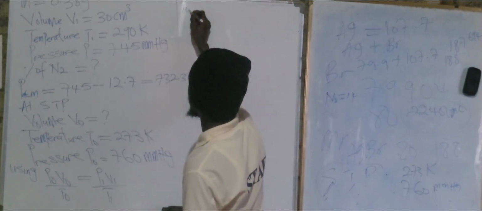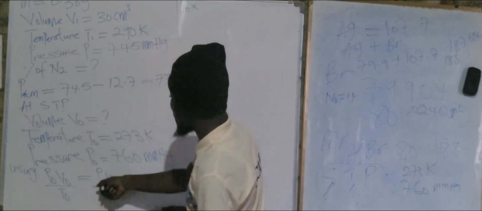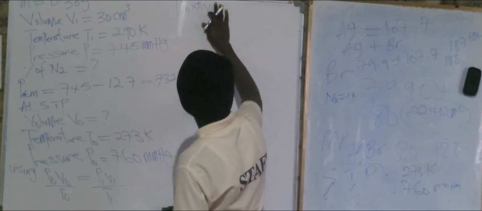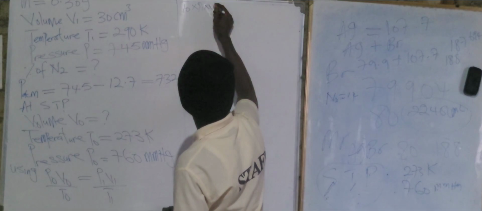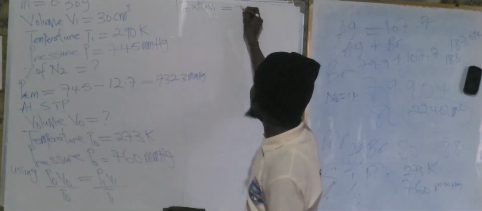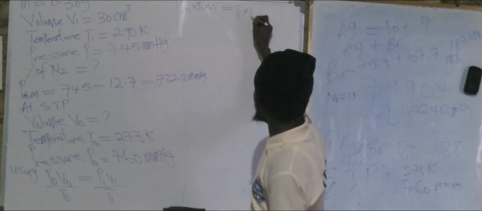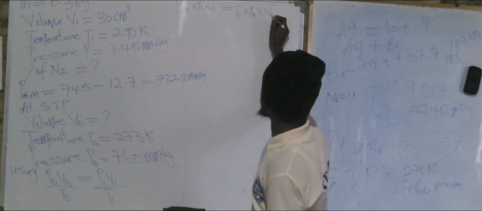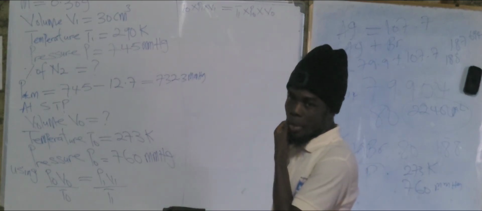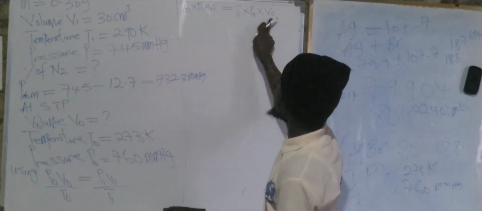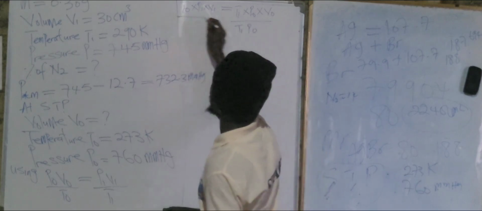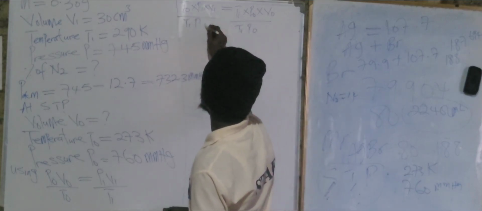We have T0 multiplied by P1 V1, but mind you, when the cluster, it means we are multiplying. Equal to, here again, we have T1 multiplied by P0, multiplied by V0. But this is our target. Are we okay here? T1 P0. So therefore, what do we do? Divide both sides by T1 P0.